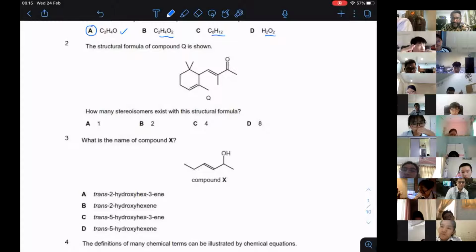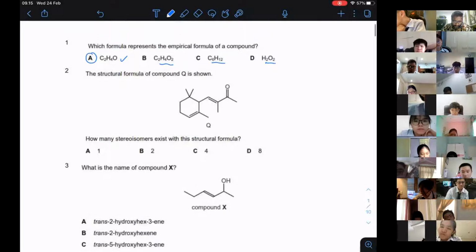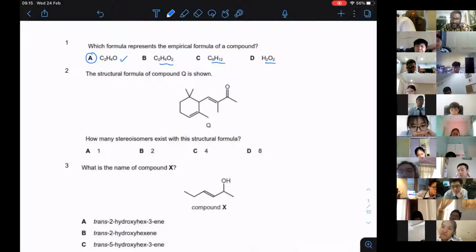Sir, in the first carbon ring, the V, is that hydrogen or carbon? No, this is a skeletal formula, Josh. So if you see V over there, that is going to be carbon.